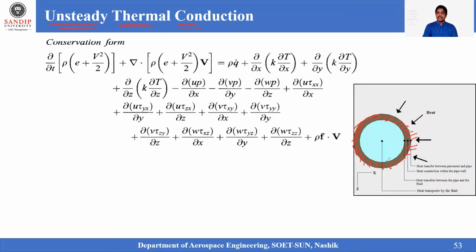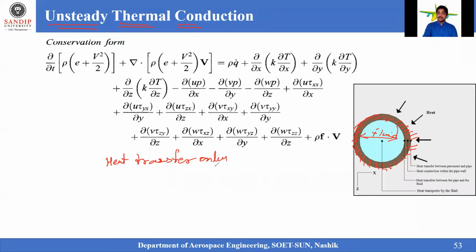I am annotating on the screen even. There is a wall, and inside this particular wall there is a fluid available between the walls. This can be the example where we are talking about unsteady thermal conduction. What exactly does unsteady mean? The flow properties are varying with respect to time. That is unsteady in nature. And I'm talking about a problem related to heat transfer only.